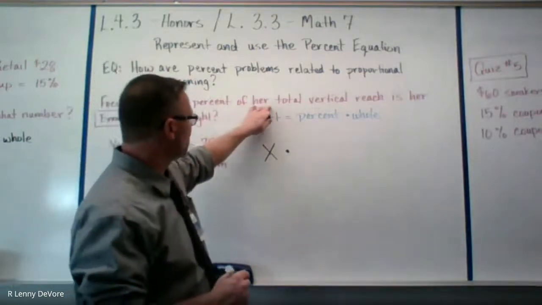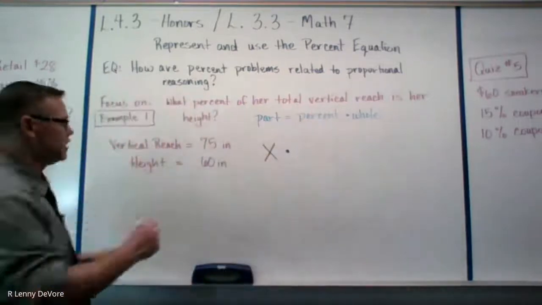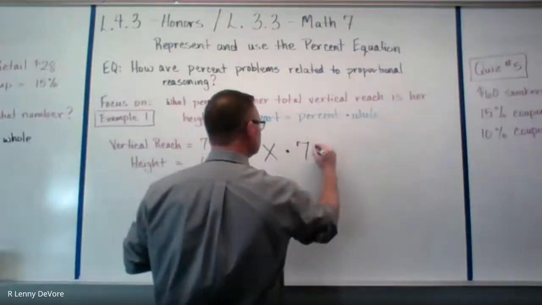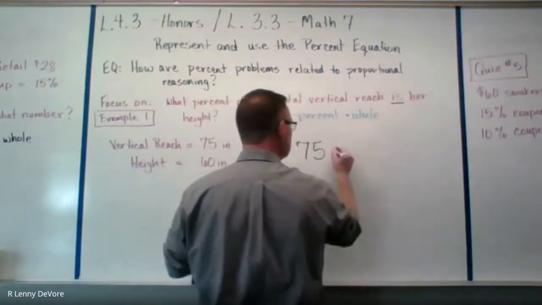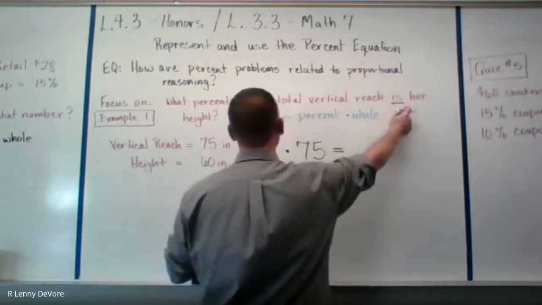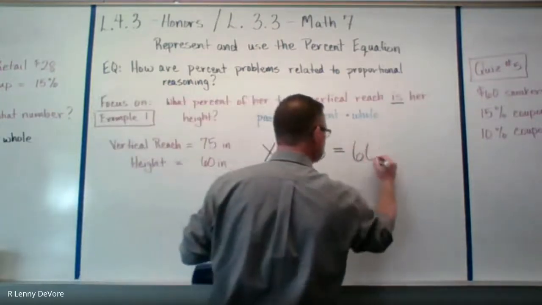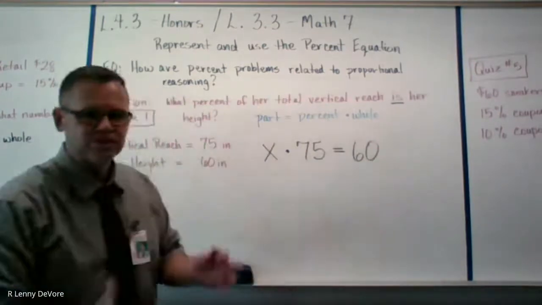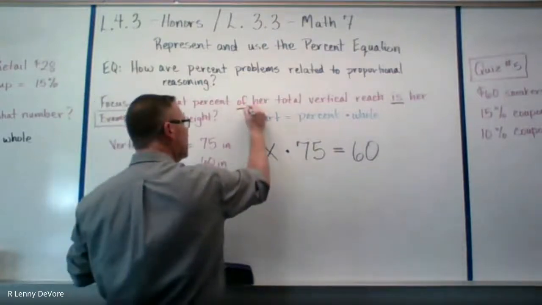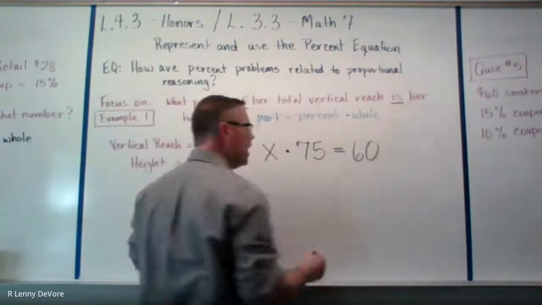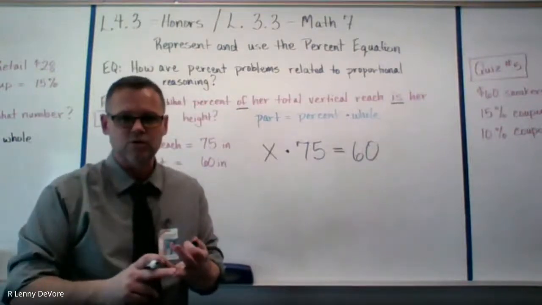Then this says her total vertical reach. Well, we know her vertical reach is 75. And then is always means equals. Equals her height, which is 60 inches. We come up with the same equation, basically listening for keywords like of and is. Of means multiplication, is means equals.